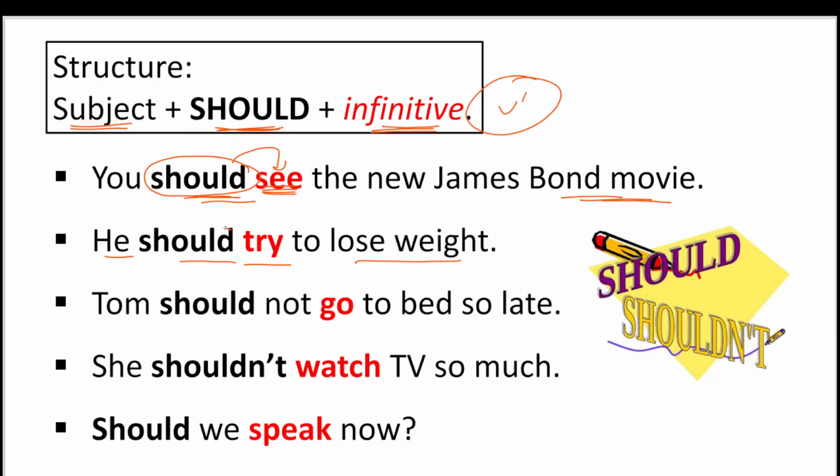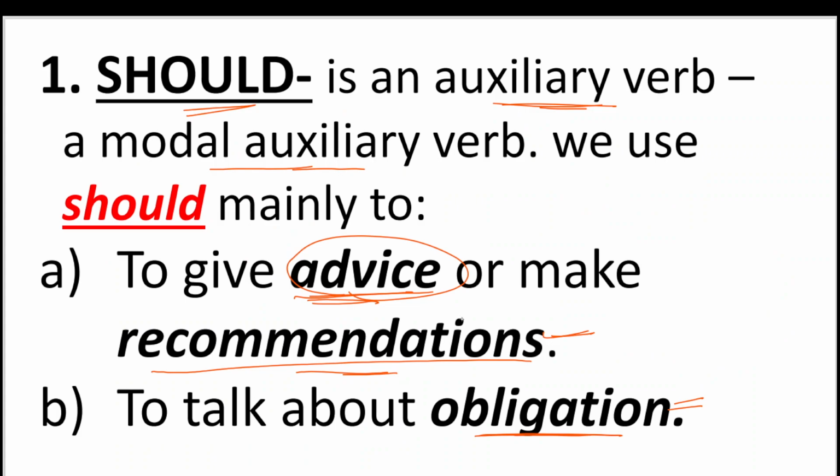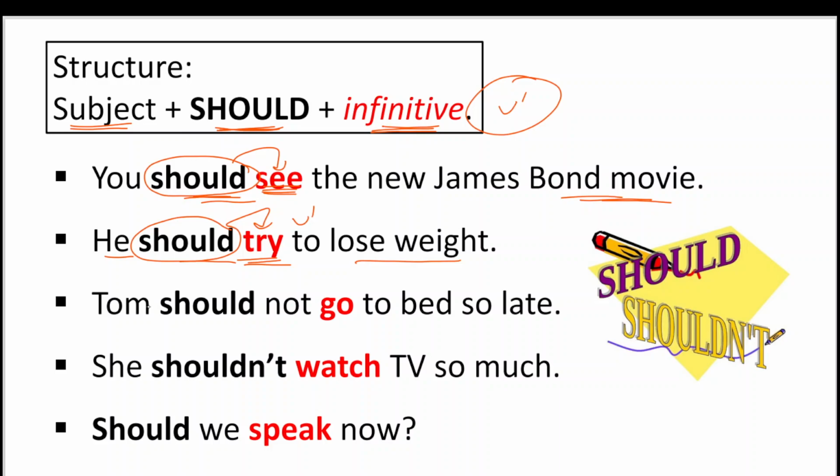He should try to lose weight. Again we are using should, the modal auxiliary verb, and with that we have to use the first form of the main verb. Here also we are recommending something, or giving a piece of advice to someone. Now the next example is Tom should not go to bed so late. Again we are using should with the first form of the main verb. Here we are giving a piece of advice to Tom that he should not go to bed so late.